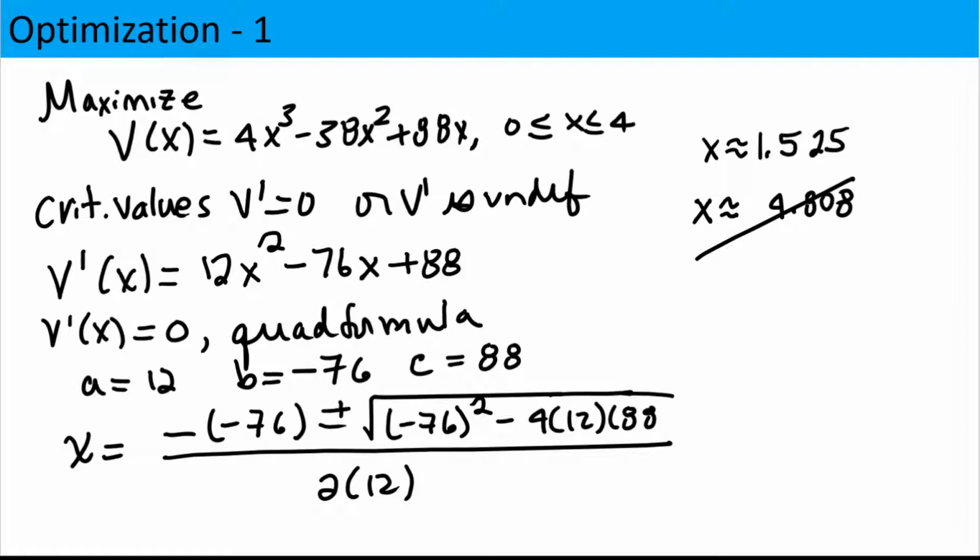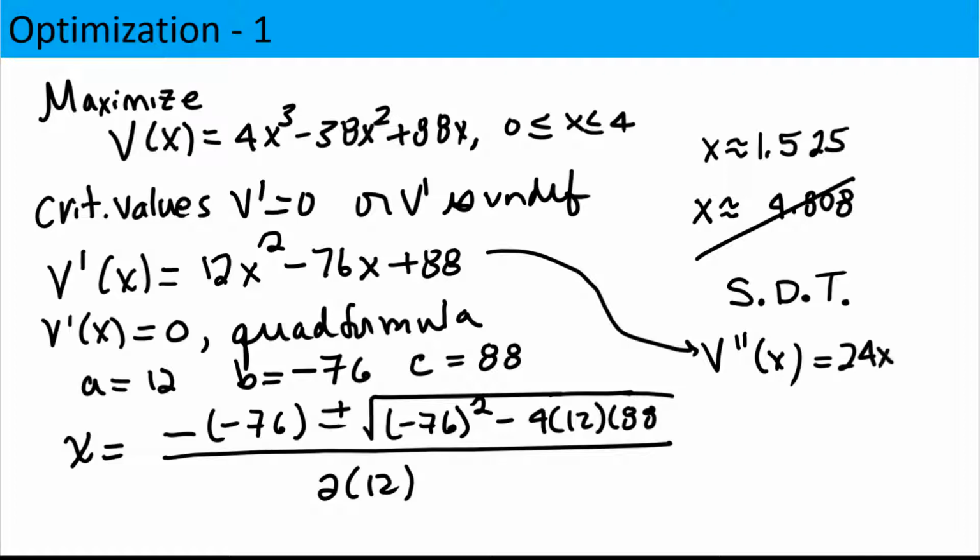So in order to determine that it does, we're going to use the second derivative test and find the second derivative of the function. So the second derivative of the original function would be, 12x squared, that derivative would be 24x. And then the derivative of negative 76x is minus 76. The derivative of 88 is a constant, so that becomes 0.